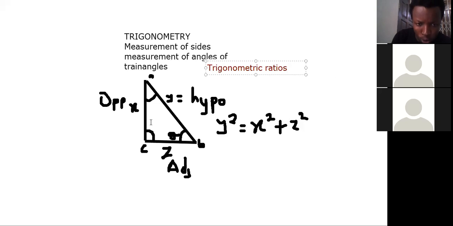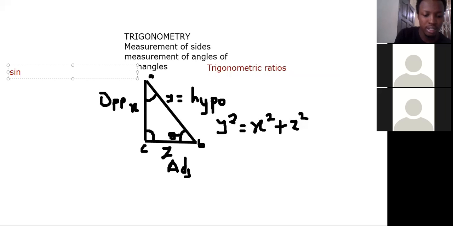Looking at this same diagram, what is sine theta? Because we are talking about angles here. So our sine theta, or maybe our sine C, so C becomes a theta here, should be equal to, sine is always equal to, we use the name SOHCAHTOA. When I finish, I will write it. We use the name SOHCAHTOA, and that will help you to understand it.